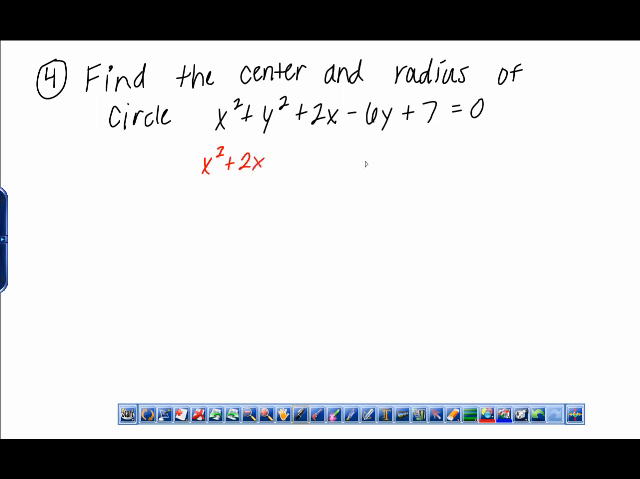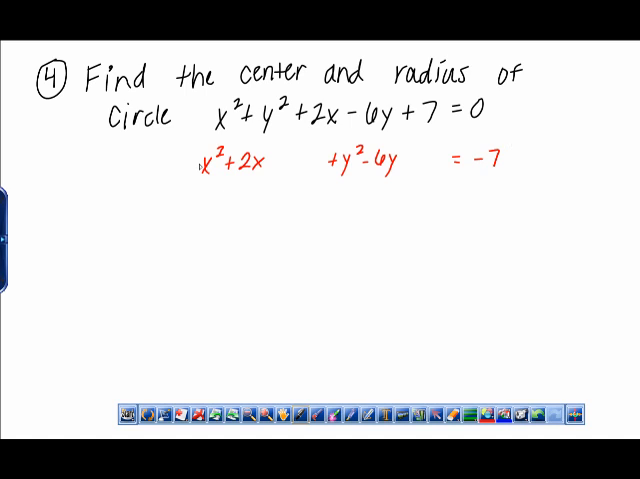x squared plus 2x. Let's leave some space. And then let's have y squared minus 6y. Let's leave some space. And let's actually subtract the 7 over, so that's negative 7. It won't stay a negative number. We're going to make some changes so that I will get a good r squared over there, because I would not want a final equation of a circle to have a negative number over here.